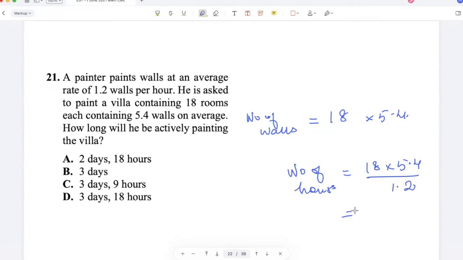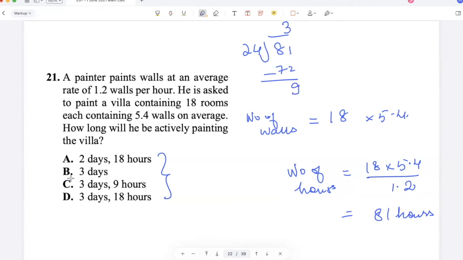So that's how many hours? Let's just plug it in. 18 into 5.4. That's this divided by 1.2. So that's 81 hours. He needs 81 hours for this, right? So, let's say that this includes his working days. So what is 81 divided by 24? 24 into 3 is 72 and 9. So 3 days and 9 hours, option C.